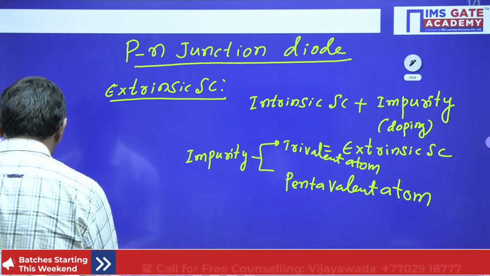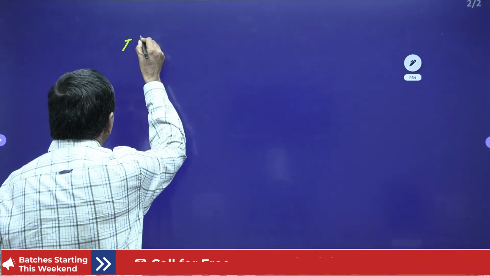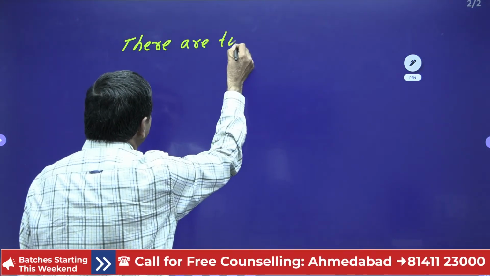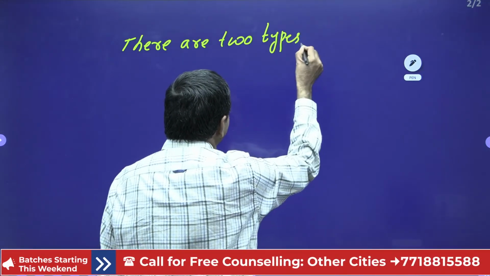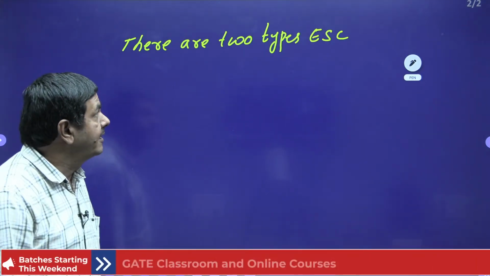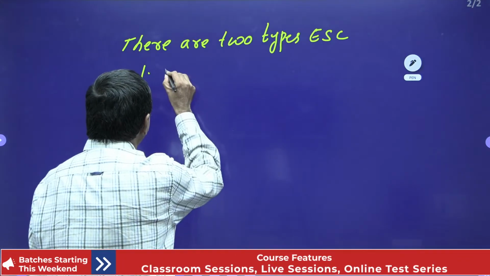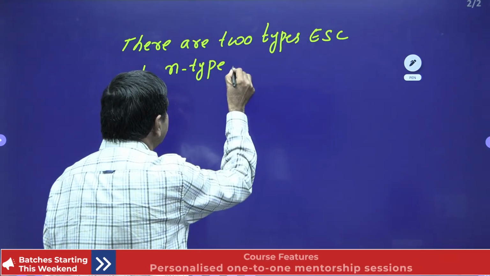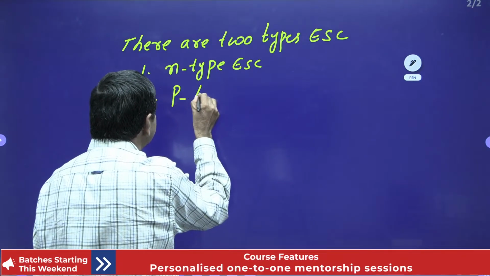There are two types of extrinsic semiconductor, we can say. There are two types of extrinsic semiconductor. One is said to be N-type extrinsic semiconductor, and the second one is said to be P-type extrinsic semiconductor.